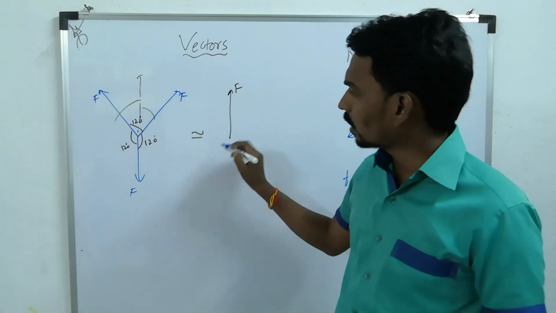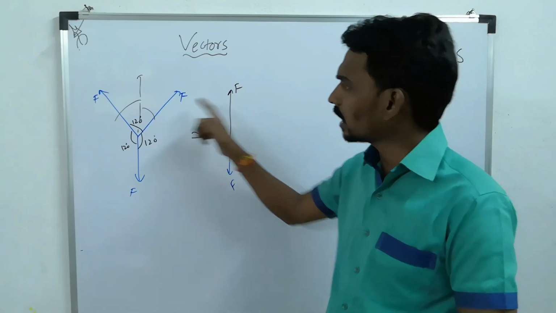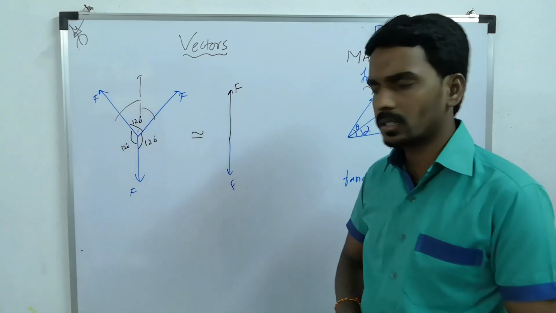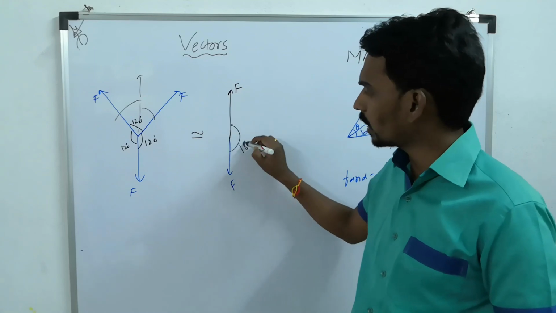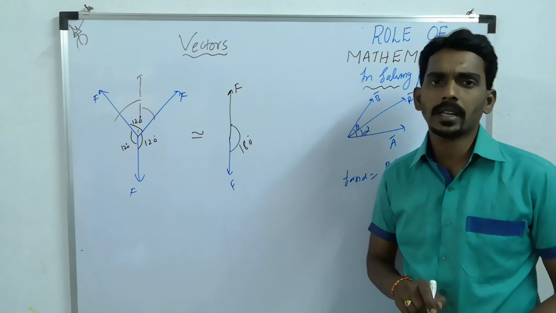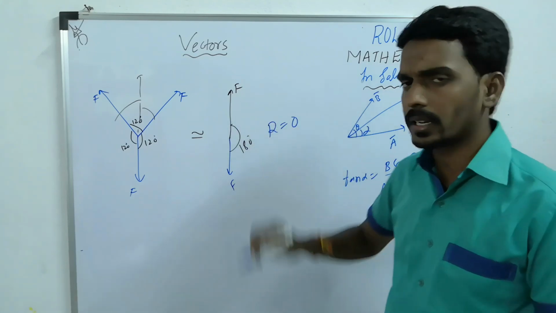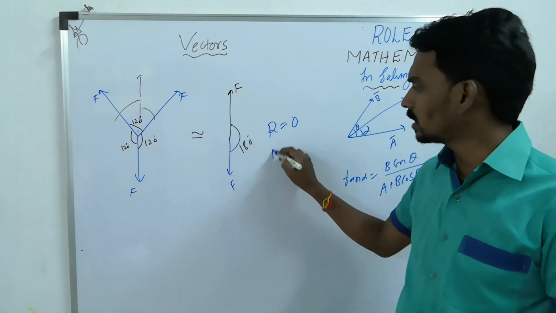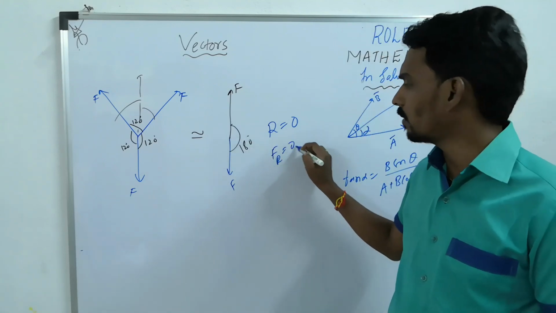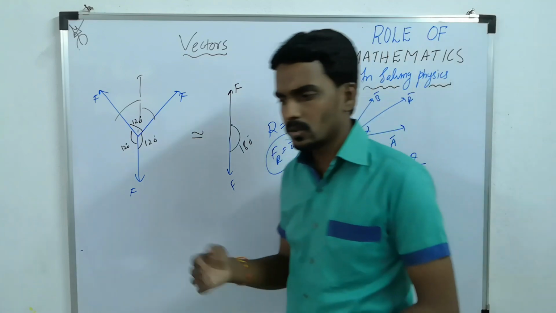And now one more force is downward already. This is the resultant of these two and this is the third one. Now what is the angle between them? 180 degrees. Theta 180, then what is the resultant? A minus B. So this minus this, then what is the final resultant force? F minus F, how much? 0. So this way you can use it.